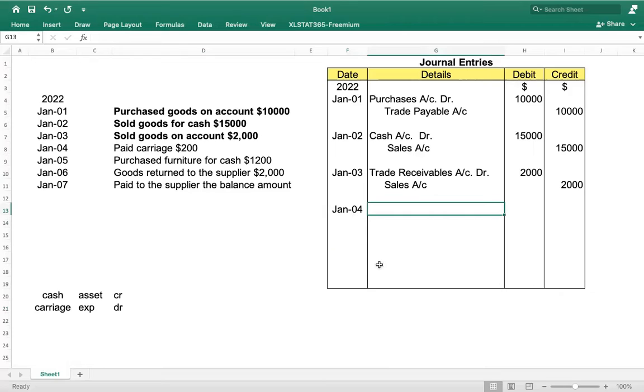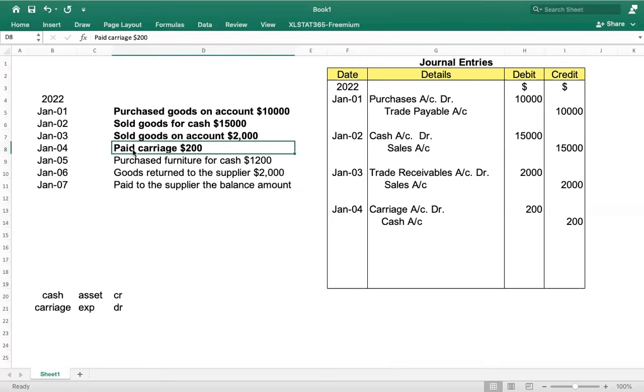So Jan 4th, first I will write the debit item. Carriage account debit. Next line, leave some space, cash account, right? Amount is 2000 USD. Done. So we are done with the fourth transaction.